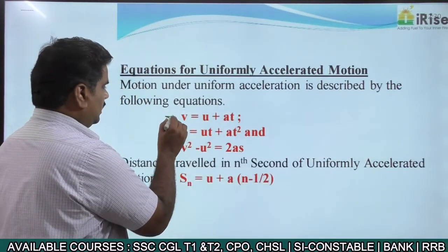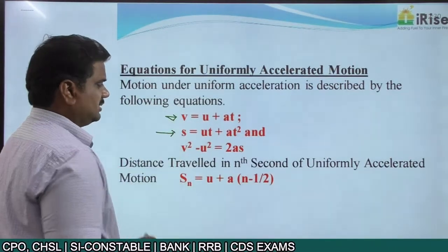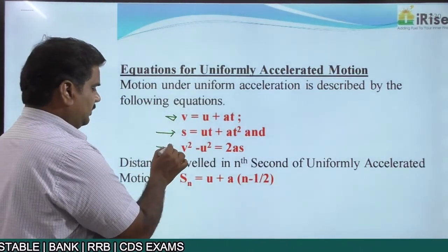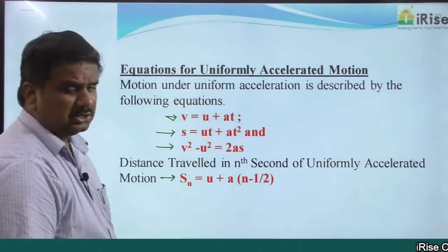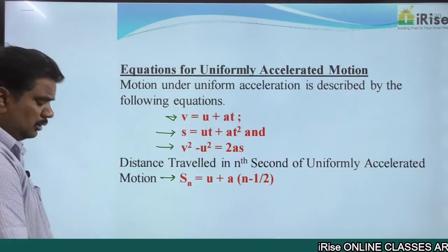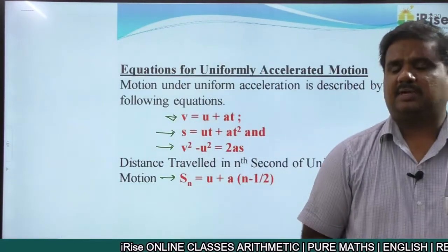The first one, V equal to U plus AT, S equal to UT plus half AT square, V square minus U square equal to 2AS, Sn equal to U plus A into N minus half. Now these are four different equations of motion which we will be using in the case of kinematics.